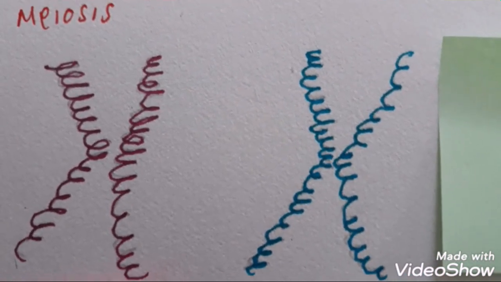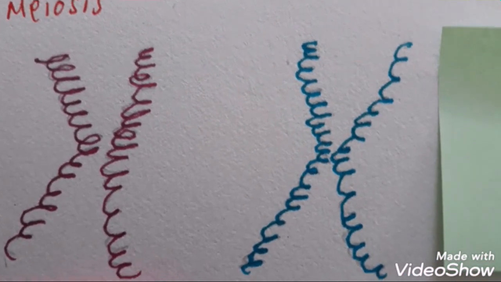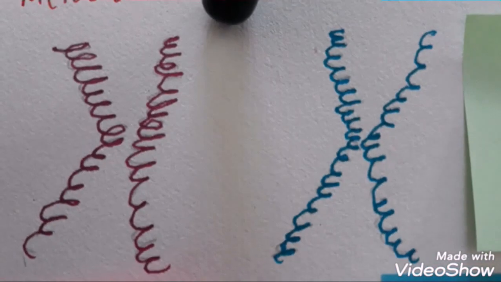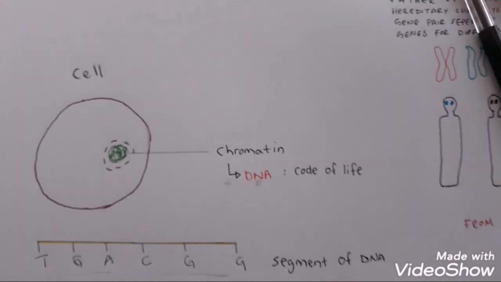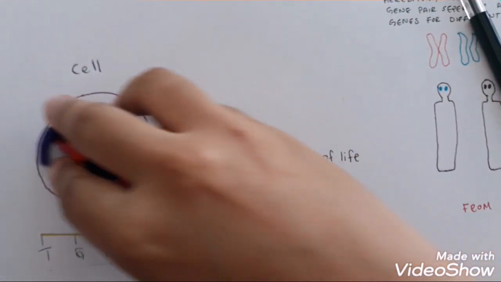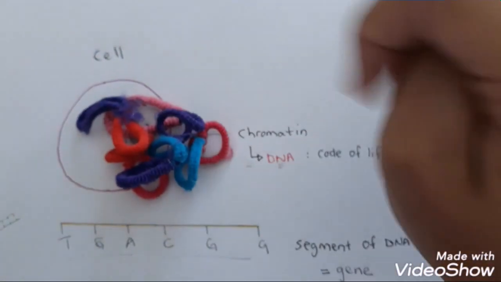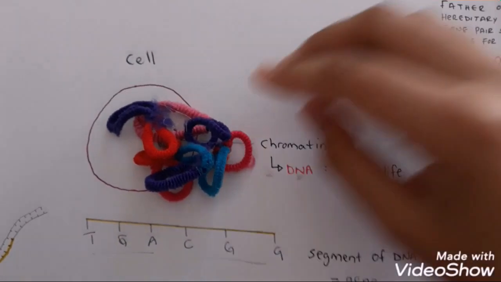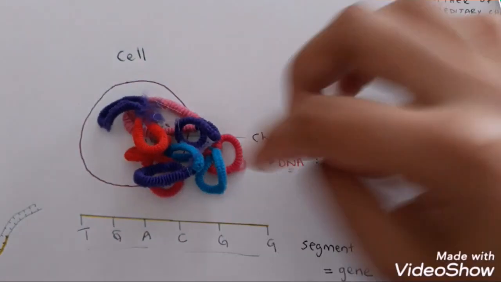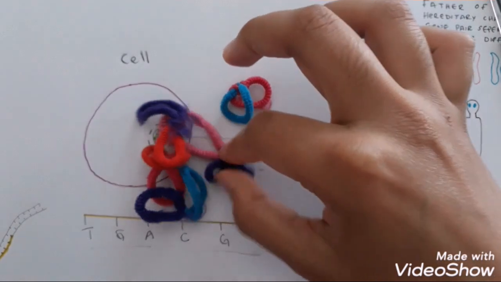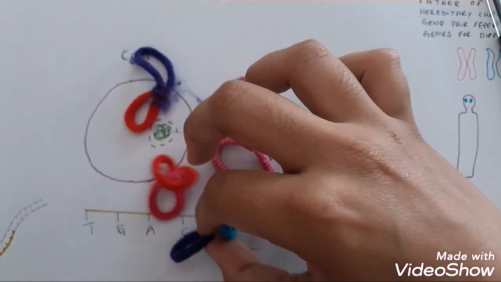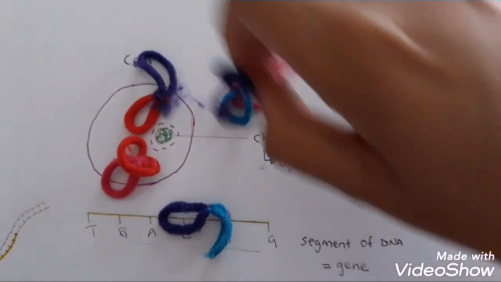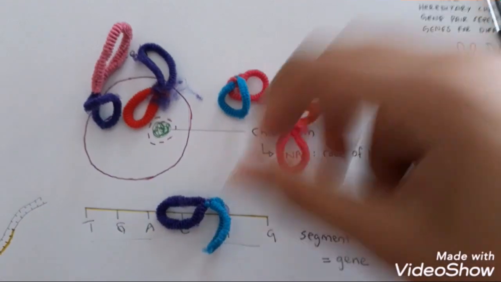When a cell wants to grow or multiply, the chromatin network has to coil up to form chromosomes. Let's look at this example. Let's say this is our chromatin network. When you want to move out your house, you don't just move freely. If you want to grow, you have to pack your luggage. This is what the DNA does. So it coils up and forms chromosomes. Similar size chromosomes will link up.